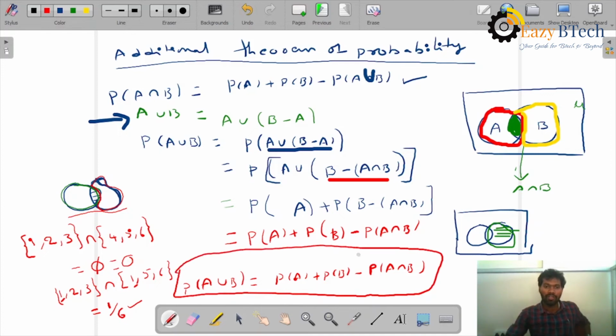So P of A union B equals P of A plus P of B minus P of A intersection B. And I am assuming the events are not mutually exclusive here. A and B are not mutually exclusive. We are converting them into mutually exclusive events like this: A union (B minus A). We can call A and B minus A mutually exclusive events, but not A and B. This is the first case of the addition theorem of probability.